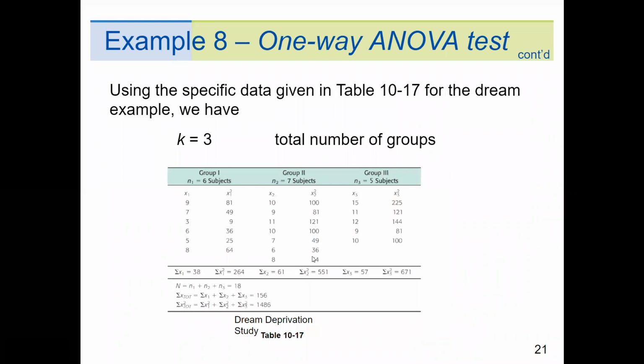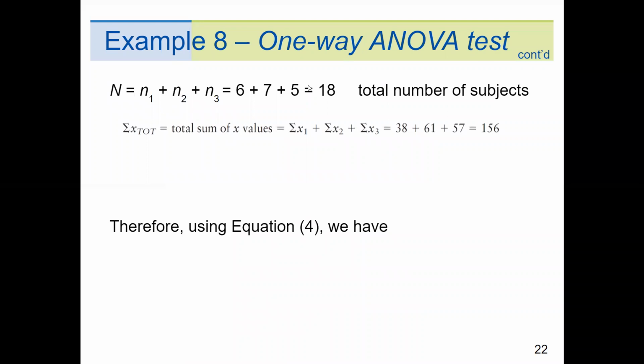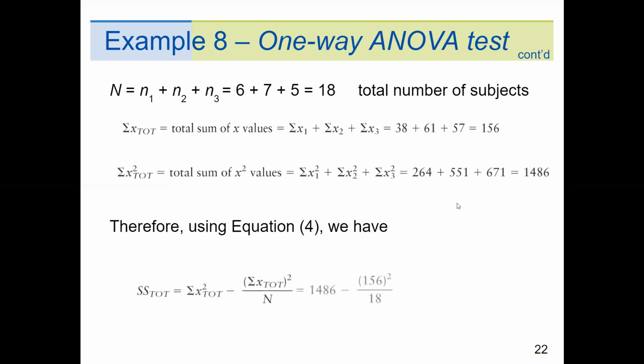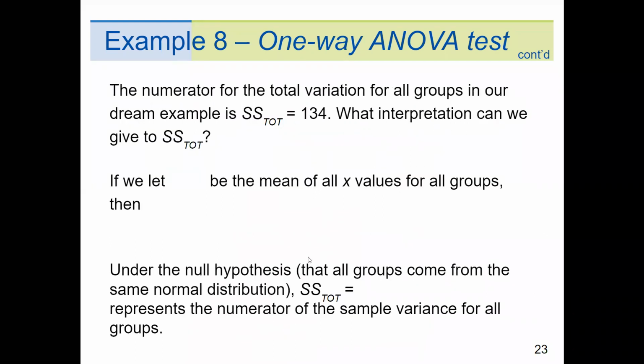Total number of groups. Here's all the info. They gave you all that before. So if we add it up, we get 18. Total number of subjects. Total sum of x values is 156. Therefore, using equation 4, we have 134. The numerator for the total variation for all groups in our dream example is 134.